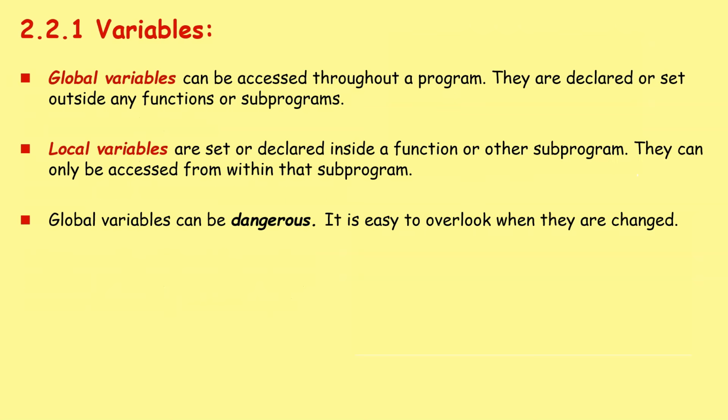Let's take a quick look at variables, local and global. Global variables can be accessed throughout a program. They are declared or set outside any function, procedure, subprogram, subroutine. Local variables are declared inside a function or some other type of subprogram. They can only be accessed from within that subprogram. Global variables can be dangerous. It is easy to overlook them when they are changed. For that reason, we tend not to use global variables if we can help it. We prefer to use local variables.